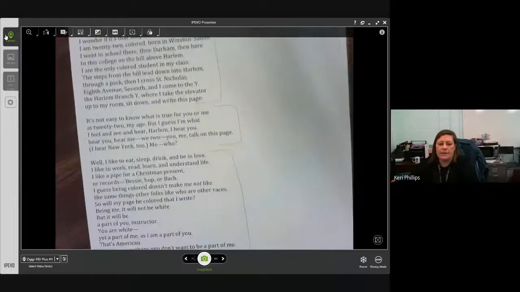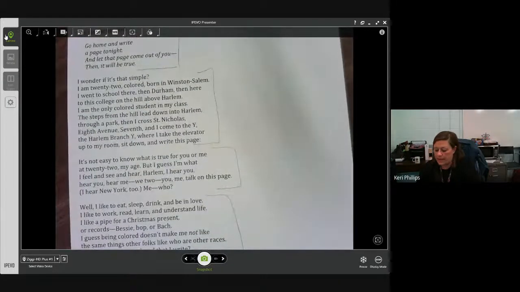It's not easy to know what is true for you or me at 22, my age. But I guess I'm what I feel and see and hear. Harlem, I hear you. Hear me. We two, you, me, talk on this page. I hear New York too.